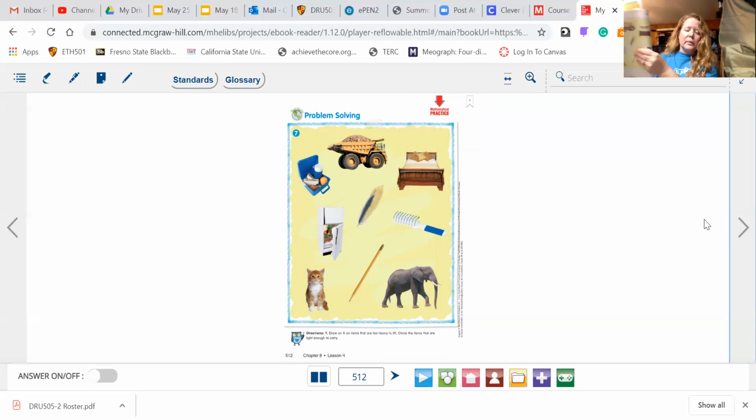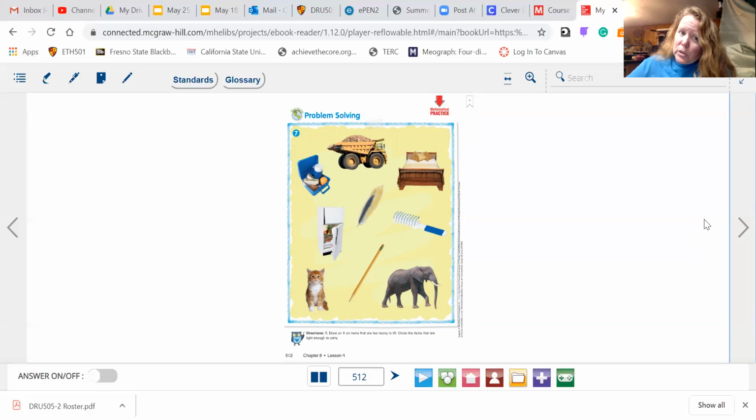So we're back. This is page 512. We're going to do some problem solving here. We have a whole bunch of objects. I'm trying to decide for myself which ones are lighter and which ones are heavier. I'm thinking most of these are things that I have around the house or I've seen before. And I don't think they're supposed to be toys. They all look like they're pictures of real things, right? Okay.